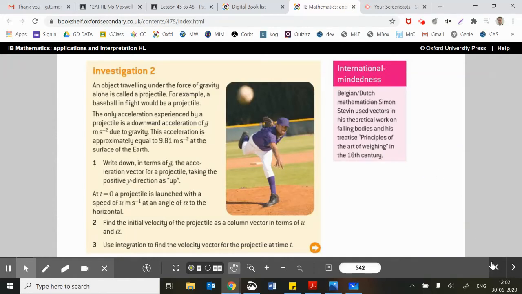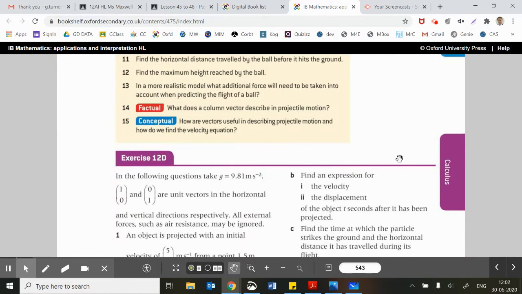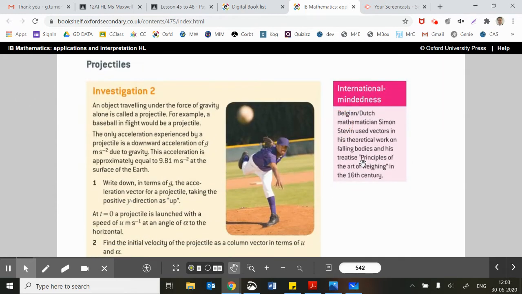Hi there, guys. We're going to try and do 12D, the investigation which turns up just before the exercise. Now, what's interesting about 12D, still talking about applying vectors, is that there are no sample questions before you get to exercise 12D. It's just an investigation. And the investigation is what I'm going to go through now on projectiles. This stuff would make an excellent IA. Certainly, there's a lot of maths behind this, which could develop into an IA. A lot of physics in here too.